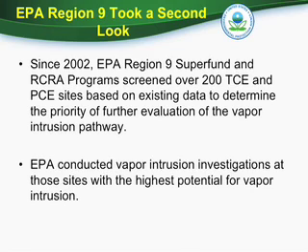So what we did in both our Superfund and RCRA programs, we assessed over 200 of our TCE and PCE sites and prioritized them as far as this potential subsurface vapor intrusion pathway. And at the higher priority sites, a number of which are in Silicon Valley, we took another look and did a more comprehensive vapor intrusion investigation.